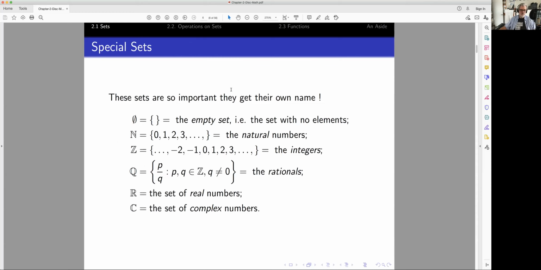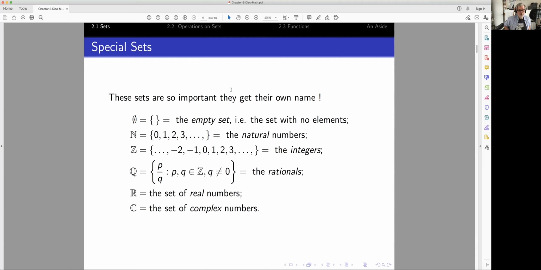Okay, some special sets. You've seen most of these. They come up so often that they get their own name. So the empty set, that looks like a very useless set, but it's actually a very useful one. The most common notation is the Greek letter phi, stylized, like a zero with a bar right through it. So that's the empty set. You might also see the notation of two curly brackets with nothing in it. So that's the set which contains no elements whatsoever.